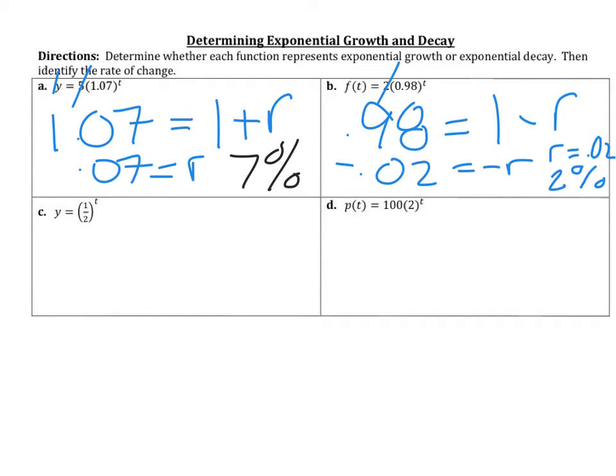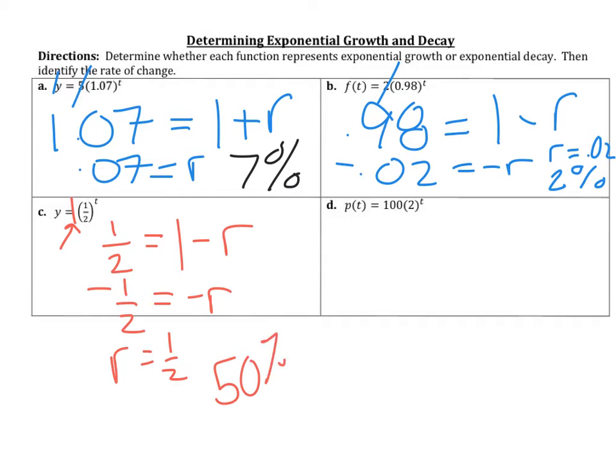Okay, same idea on the next one. So what? They threw a fraction at us. Same idea. Notice the initial amount. You might be thinking, well, there isn't one, but of course there's an initial amount. You have to start with something. What number is there if you don't see it? Well, of course, there's a 1. 1 is the initial amount. So I have 1/2, is this number less than or greater than 1? Well, clearly it's less than 1. So 1 minus the rate, subtract the 1 over, negative 1/2 equals negative r, rate equals 1/2. So I would say it's decaying at a rate of 50%.